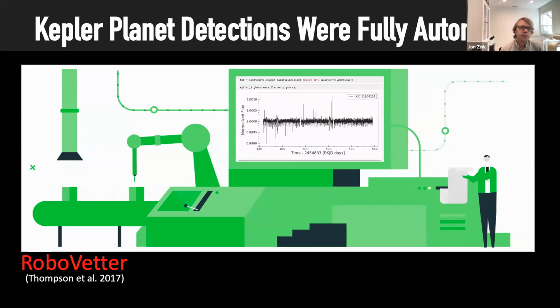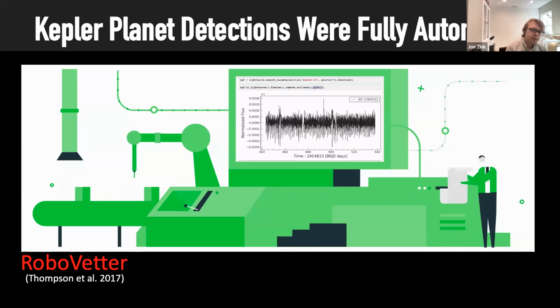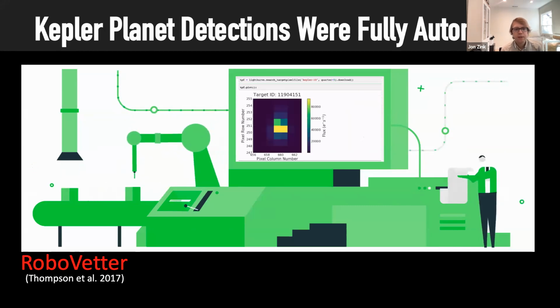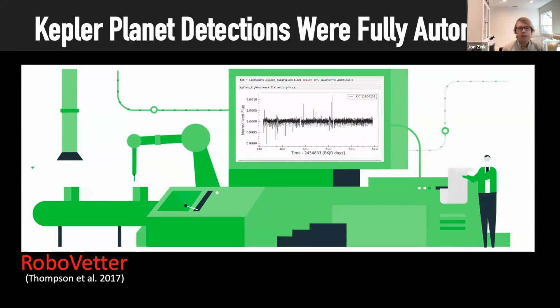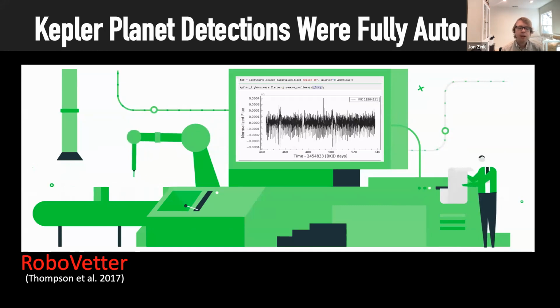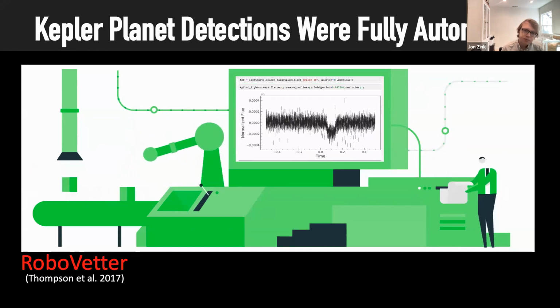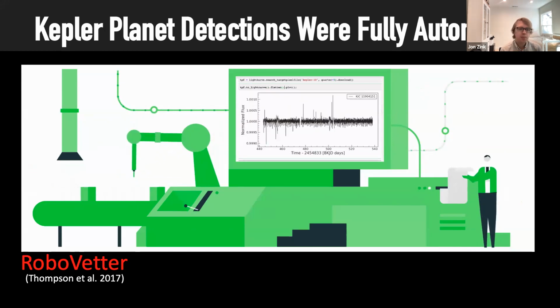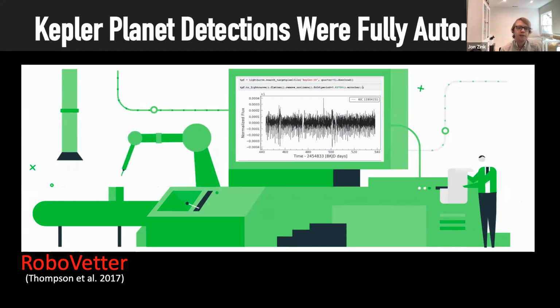And this is really important. By fully automating the pipeline from front to back, from raw data all the way to candidacy, this allows us to really get a good handle on what the inherent biases are in our sample. And so this was work done by the Kepler team. The RoboVetter was kind of the final piece to this puzzle.